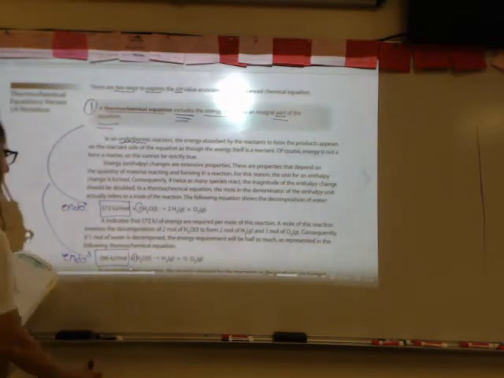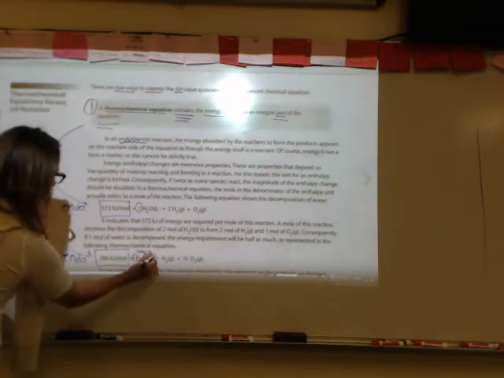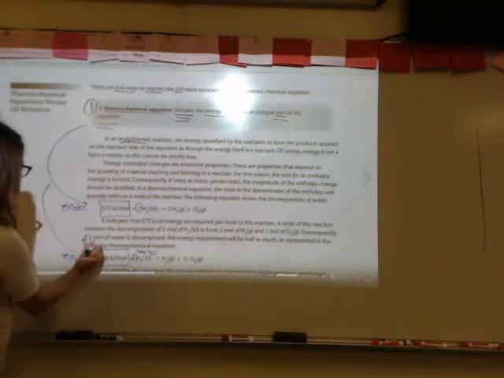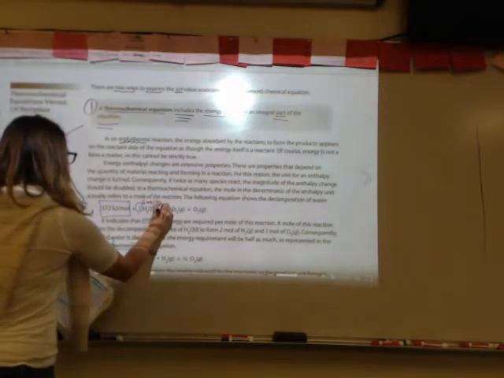You'll notice that here, since I have only 1 mole of water reacting, we took 572 from here, divided it by 2, and that gives you the 286 kilojoules per mole. So the energy requirement was half as much as was represented up here with a coefficient of 2, where you had 2 moles of water decomposing.